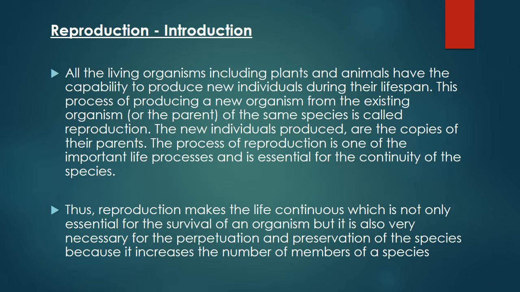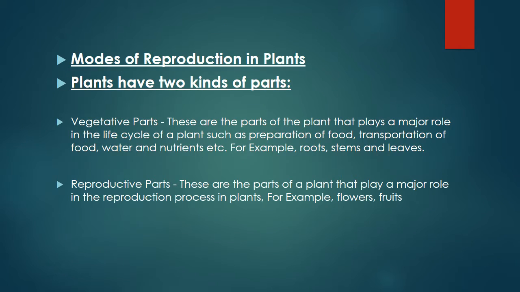The process of reproduction is one of the important life processes, and it is very essential for the continuity of the species. Now, the modes of reproduction in plants. Plants have two kinds of parts, the vegetative part and the reproductive part. Vegetative parts play a vital role, such as preparation of food, transportation of food, water and nutrients. Examples of vegetative parts are roots, stems, leaves, buds.